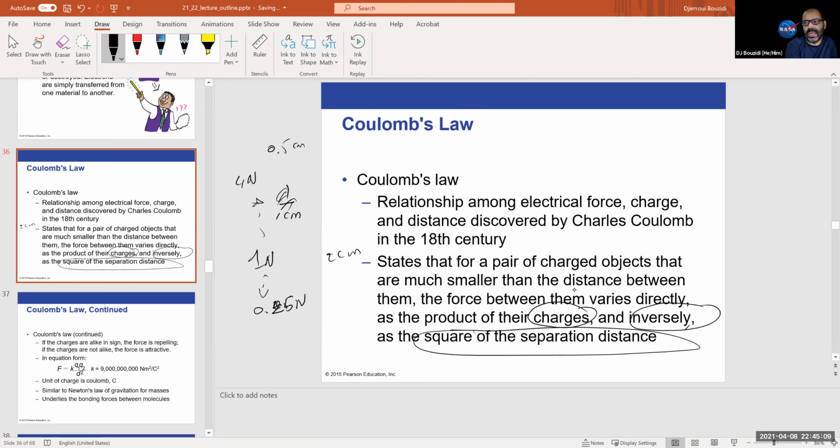That's why the word inversely is used. The further they are, the weaker the force, but not by any amount, by the square. So if you double the distance, the force shrinks by a factor of 4. If you shrink the distance by a factor of 2, namely make it half, the force quadruples. That is basically what the statement is. So those are the other 2 characteristics of this law.